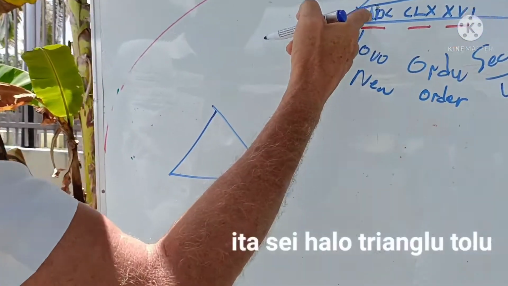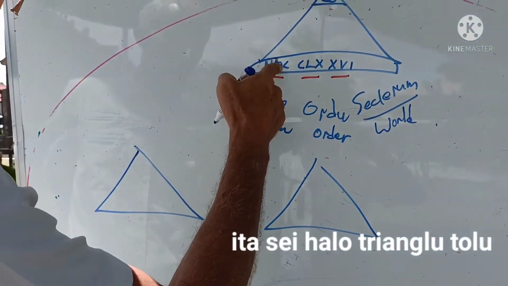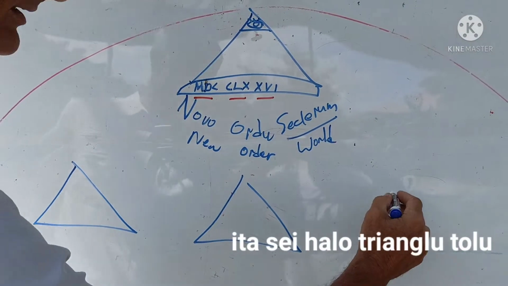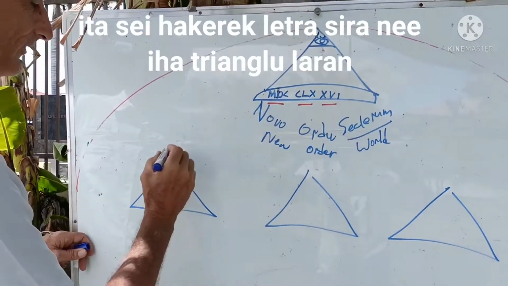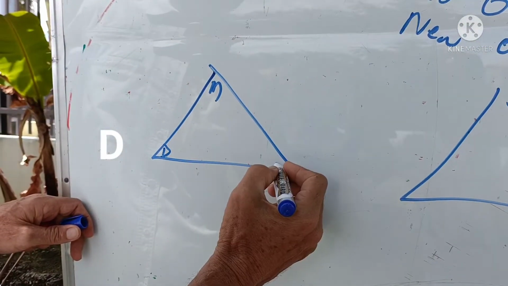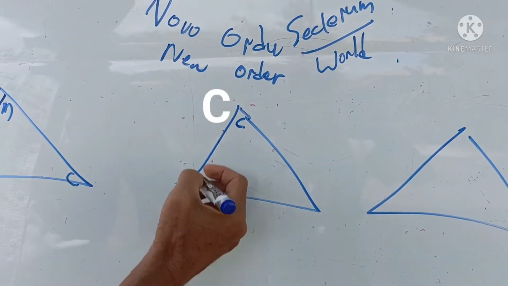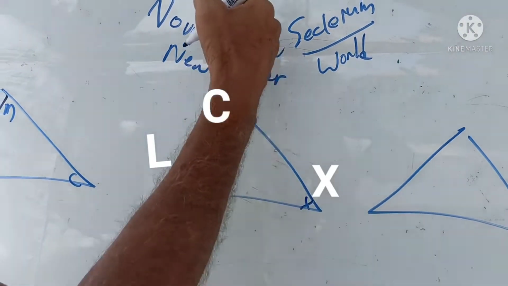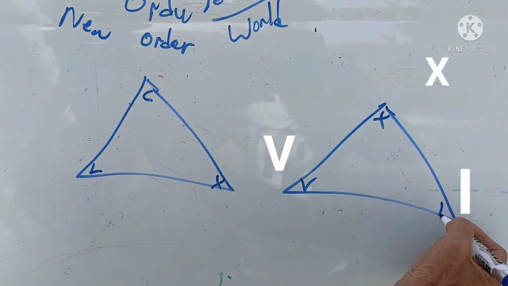So we will take these 3 triangles as suggested. So here's this triangle, here's this triangle, and here's this triangle. And now we will put the letters for the value. So we'll put the M and the D and the C. Second one, we'll put the C and the L and the X. And the last one, we'll put the X and the V and the 1.